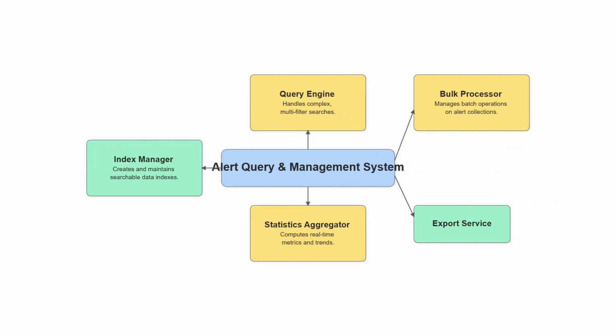Let's break down the core architecture of our intelligent query and management system. It acts as the central intelligence layer, sitting between your raw alerts and the human operators who need to act on them. At its heart is the query engine. This component is responsible for handling those complex queries with multiple filters, allowing you to pinpoint specific alerts with precision.